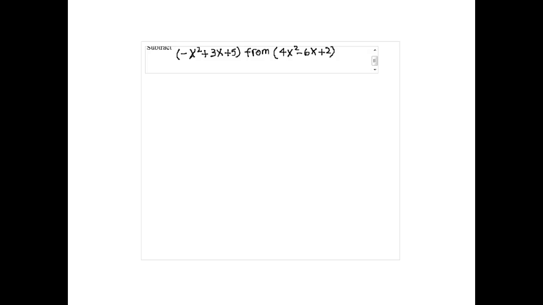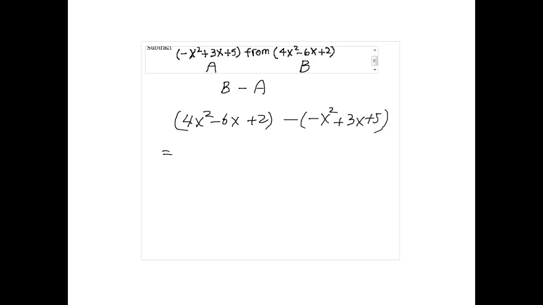Subtract negative x squared plus 3x plus 5 from 4x squared minus 6x plus 2. Since it says subtract A from B, basically we have to operate B minus A. So 4x squared minus 6x plus 2 minus negative x squared plus 3x plus 5 becomes 4x squared minus 6x plus 2 plus x squared minus 3x minus 5.